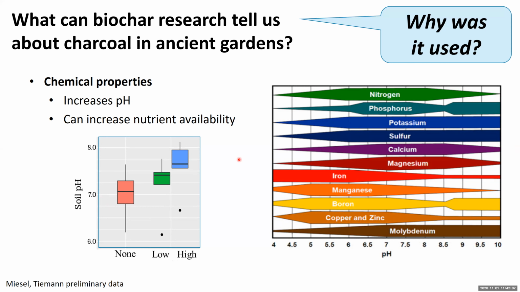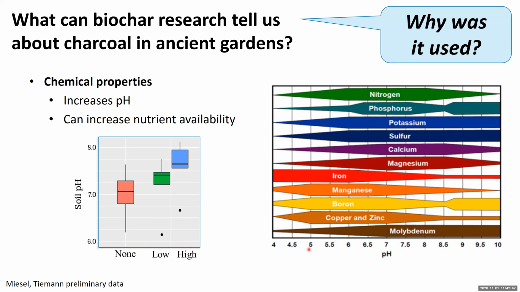So nitrogen, for example, up here on the top, is most available in the middle range of pH values, and its availability decreases at lower pH values, and also decreases at higher pH values. So this is important for understanding why charcoal may have been added to soil in the ancient garden sites, because soils in the northern parts of the Great Lakes region are often very sandy and tend to be on the relatively acidic side. And although I don't know what the pH is at the ancient garden sites, I have other research sites in sandy soils in Michigan and in Wisconsin where the average pH value ranges between 4.5 to 5.